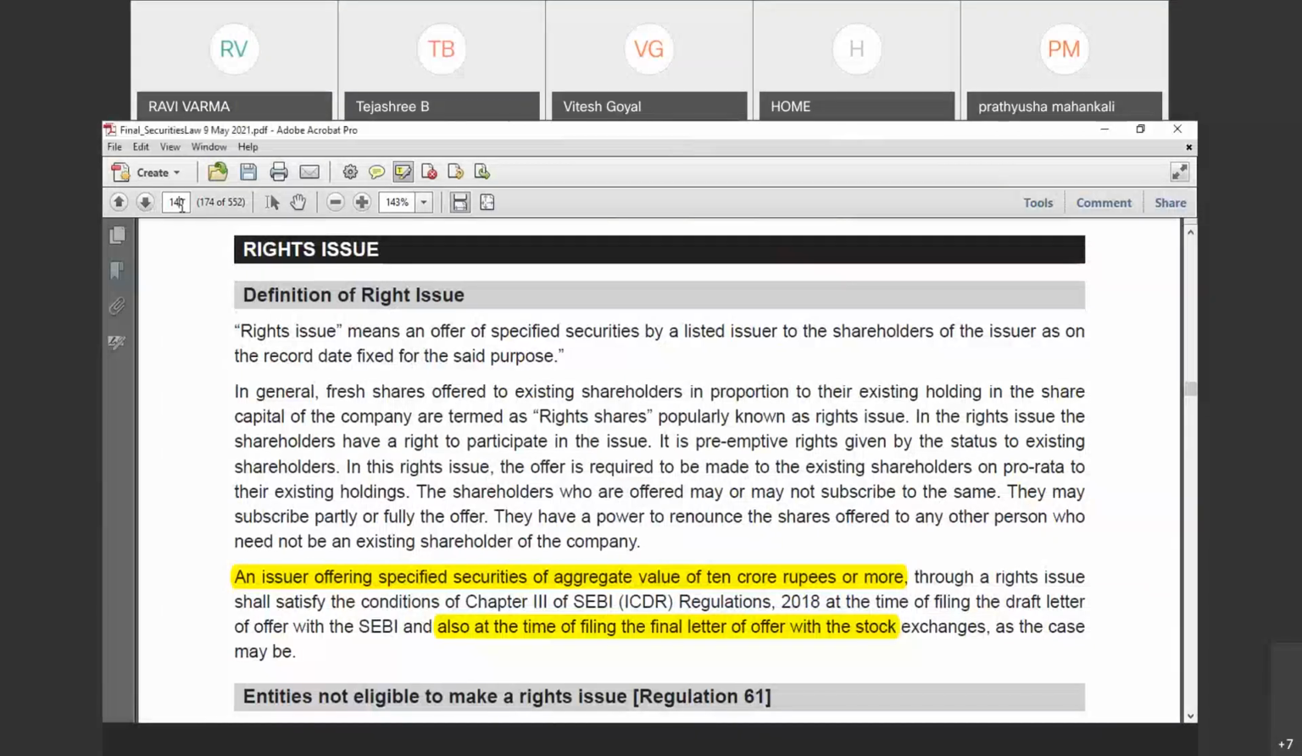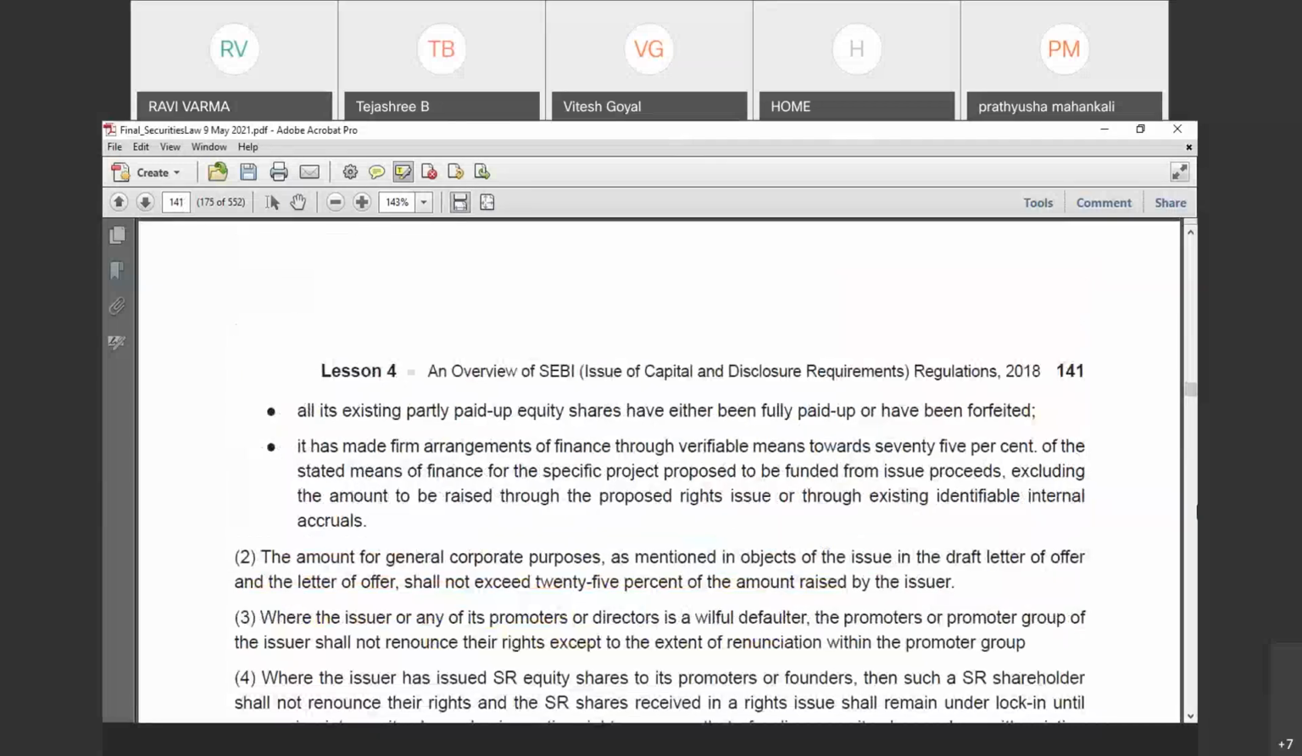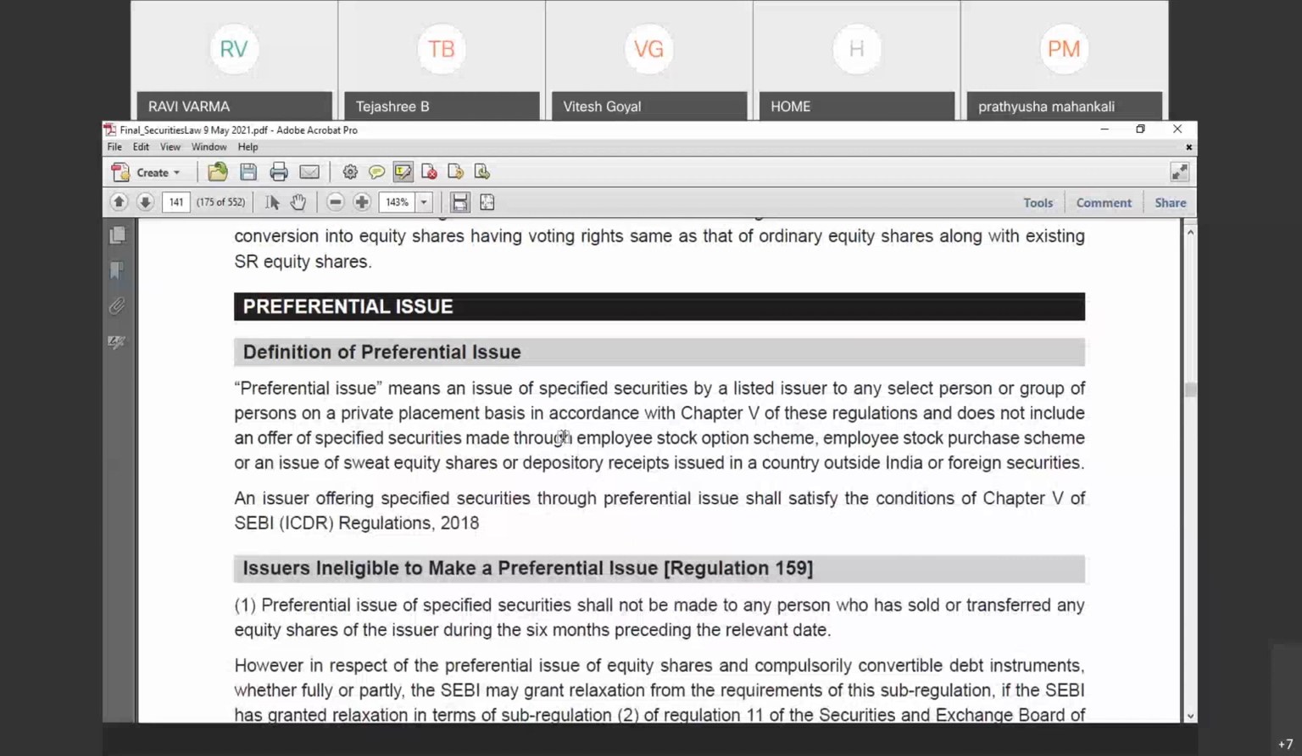Next, we move to page number 141, which is the preferential issue. Under the preferential issue, many times this has been asked, and I always suggest it is better to do this from the regulation. The second para, which you can see, is regulation 159, certain ineligibility, meaning if you are not allowed under certain conditions, you may not be allowed to trade at all. Right? That is the debarment under the preferential issue.